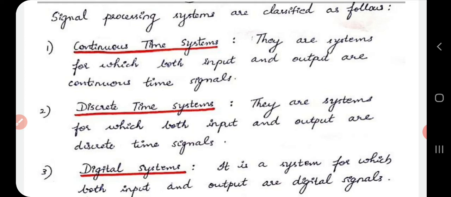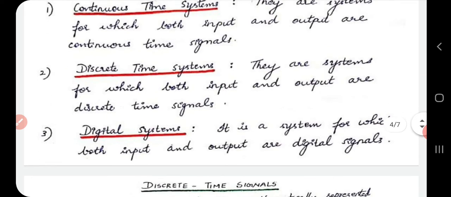we have got three different types of signal processing systems. One is continuous time systems. As the name suggests, here both input and output are continuous time signals. About discrete time systems, here both input and output are discrete time signals. And for digital systems, both input and output are digital signals.